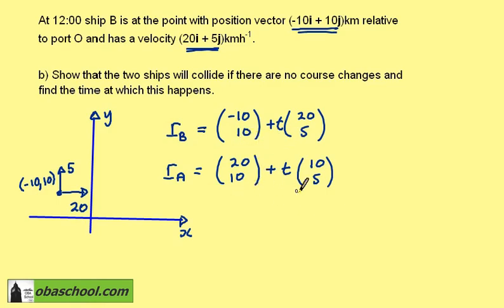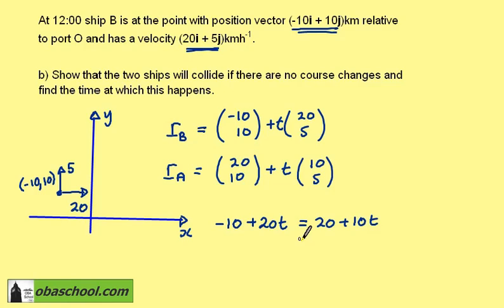If we look at the j direction, we can see that both of them are 10 plus t times 5. So the j components of these two position vectors are always the same. If we now look at the i components and put them equal, so minus 10 plus 20t and 20 plus 10t, if we can solve this, these two particles must crash.